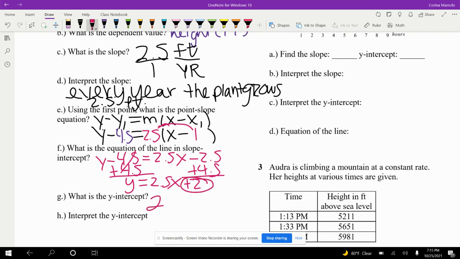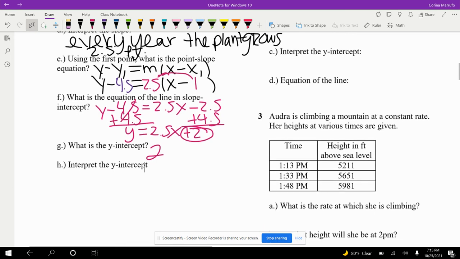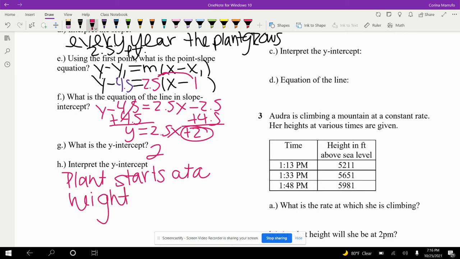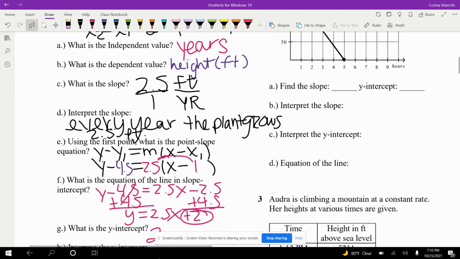Okay. And it says interpret the y-intercept. So our y-intercept is always, remember, it's b where we begin. So the plant begins, or the plant starts, at a height of 2. Okay, and that's it for that problem.